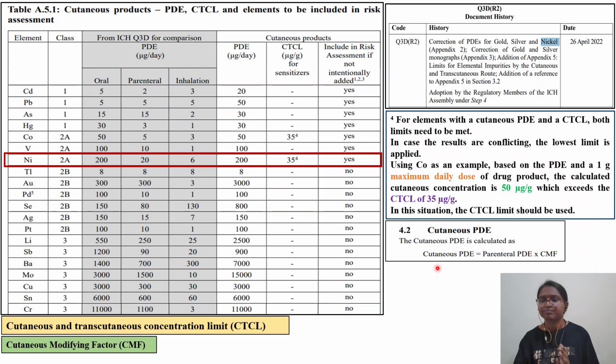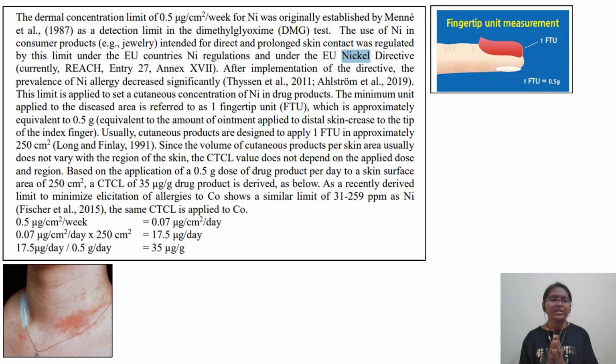One more important thing is that two procedures are there. One is the PDE you will calculate. In this case, they have calculated 50 microgram per gram after applying the maximum daily dose. And from the CTCL, they got 35 microgram per gram. Whichever is lower, that you have to consider. In this case, 35 is lower when compared to 50. That's why they have considered the CTCL value, that is 35 microgram per gram. This is a very important new learning for the people who are working in risk assessment. Last, I'll quickly explain how.